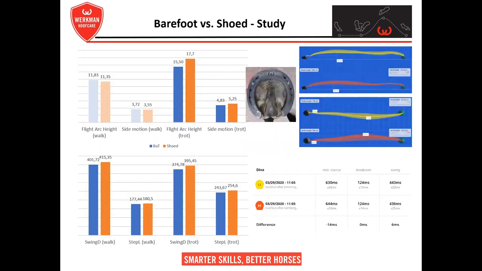So in our study, we can see before and after shoeing. Blue is before shoeing, orange is after shoeing, and we see the significant differences highlighted, a little bit more colorful. You can see in trot, we have an increase of flight arc height after shoeing and also an increase in sideway motion. This is the same as the previous studies already saw. The height of the flight arc increases, but as I said, we could show that the sideway motion also increases. That might be because of the additional weight on the limb.